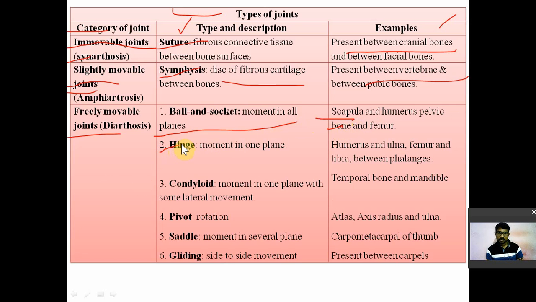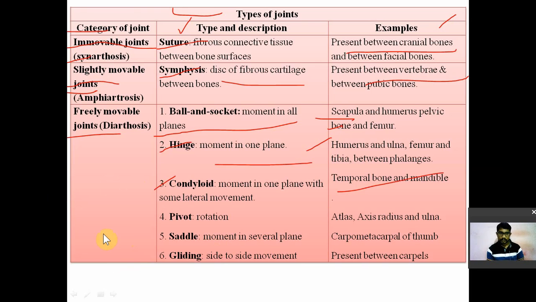Next one is a hinge joint. Movement in one plane only. That is a joint present between humerus and ulna, femur and tibia, and between phalanges also. The third type is known as a condyloid joint. Movement mainly in one plane, some lateral movement is also there. This type of joint is present in the temporal bone and mandible.